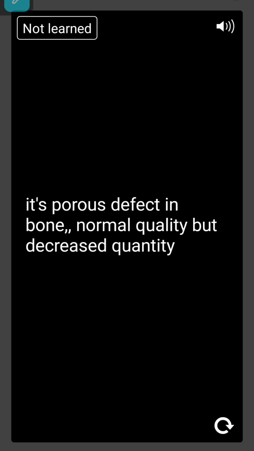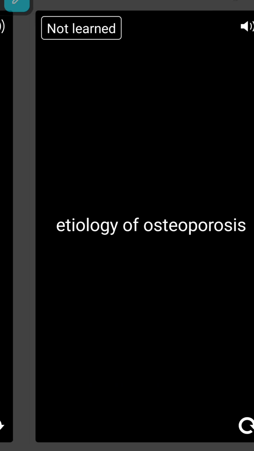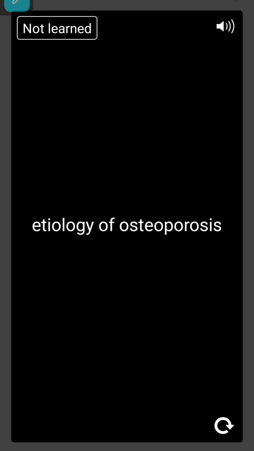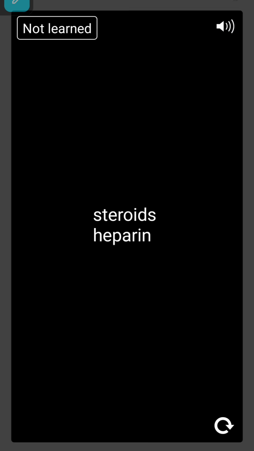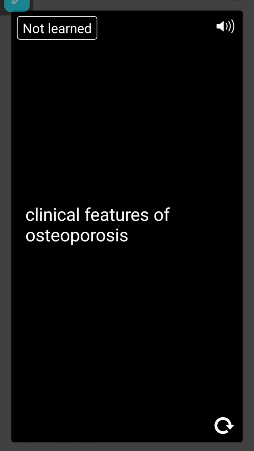Osteoporosis. It is a porous defect in bone, normal quality but decreased quantity. Etiology of osteoporosis: primary, postmenopausal and senile. Secondary: drugs, hormones, immobilization, space, rheumatoid arthritis. Drugs causing secondary osteoporosis: steroids, heparin.